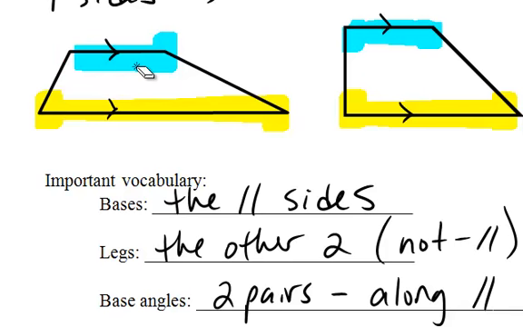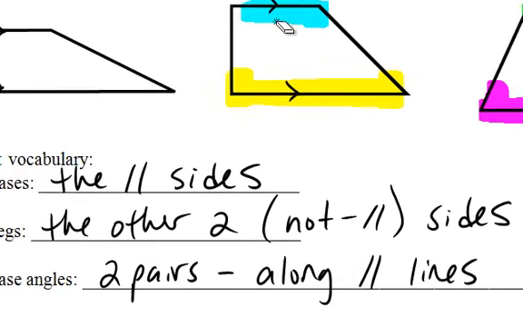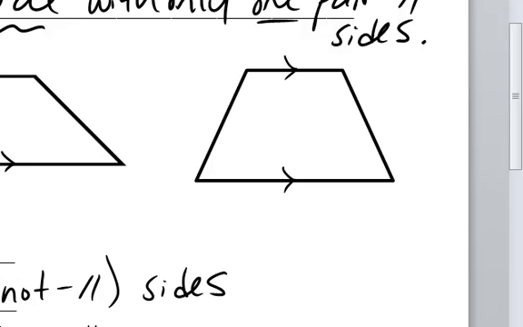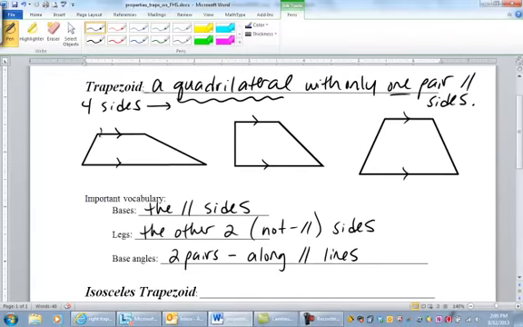So let me erase all my highlighting here. So we're going to talk about what the differences between these 3 trapezoids up here are before we move on to the isosceles trapezoid. So maybe you can tell. This trapezoid is just a normal trapezoid. There's nothing special about it, and the reason I know that is because this side and this one are different lengths. Okay, so that's just a regular trapezoid, no big deal, no problem.